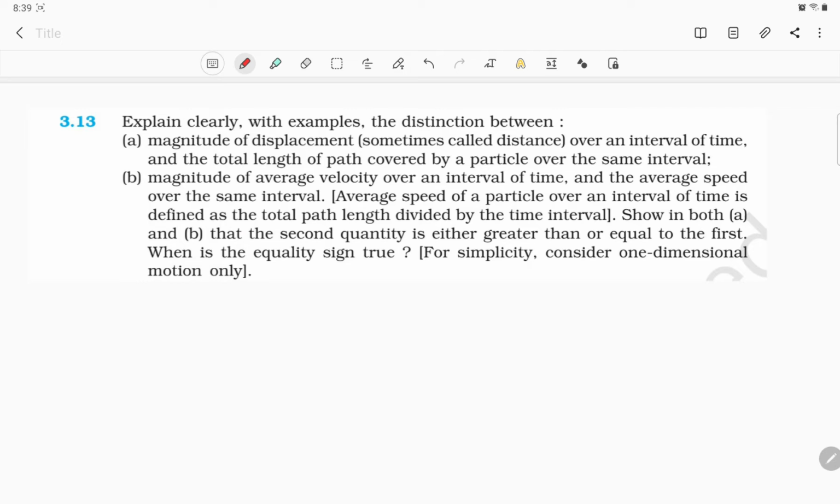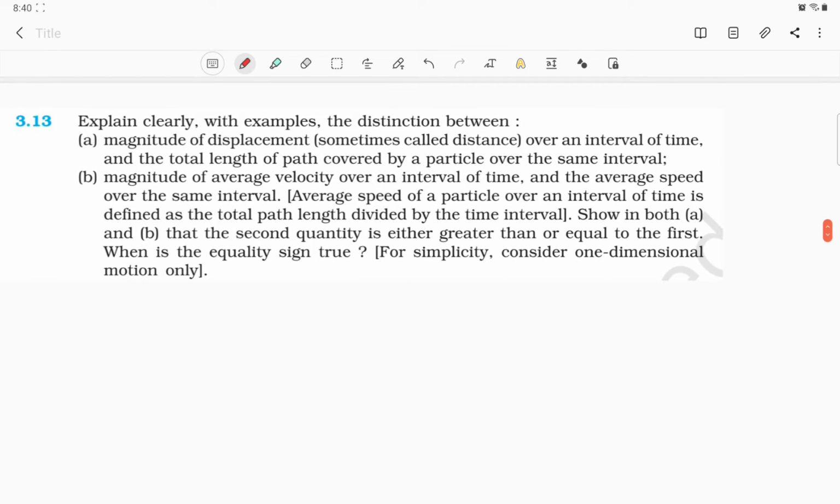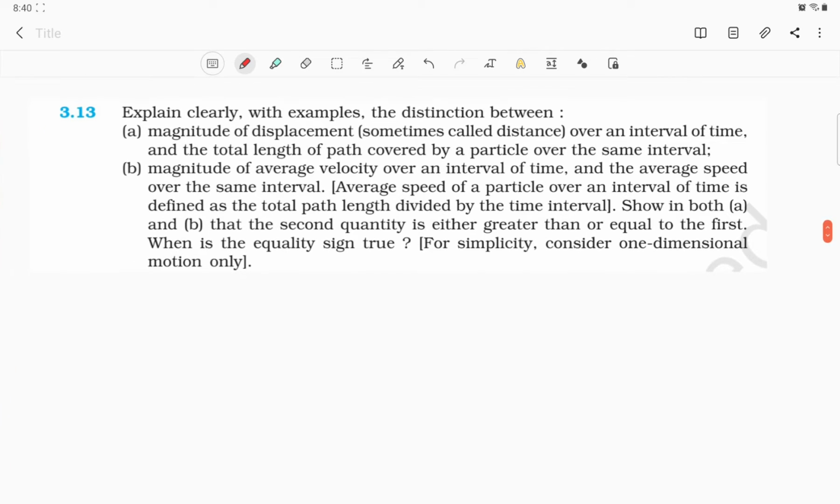In the next question, 3.13, they are asking just to give explanations with examples. Okay, magnitude of displacement, sometimes called distance, over an interval of time, and the total length of the path covered by a particle over the same interval of time. So we have to distinguish between them. Okay, so what do we mean by magnitude of displacement? First of all, we need to understand what is displacement.